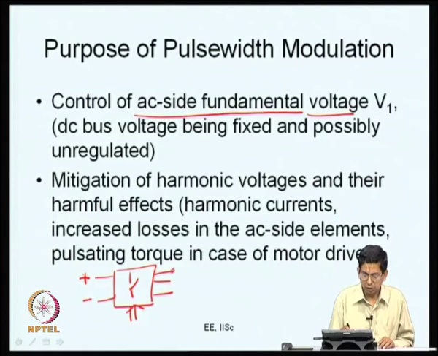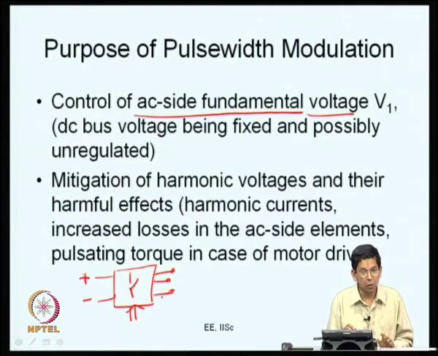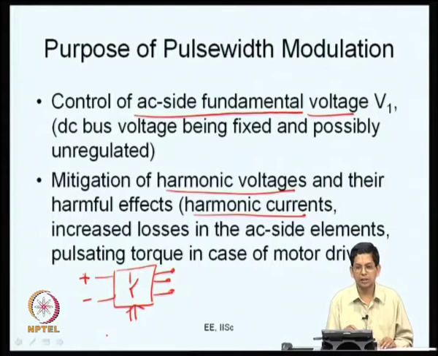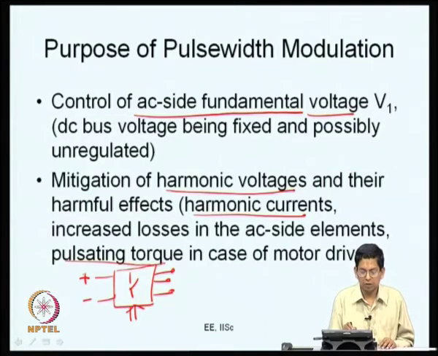Now, the second purpose: what you are going to get on the AC side is a pulsed waveform. It is not going to be a sinusoidal waveform. It is going to have certain non-sinusoidal components, those are harmonics. Other than the fundamental, you are going to have certain harmonic voltages. These harmonic voltages are going to cause harmonic currents. These harmonic currents could increase the copper losses in the various elements through which they flow, and the harmonic fluxes and harmonic currents interacting with the steady current or steady flux can produce pulsating torque if you are talking about a motor drive.